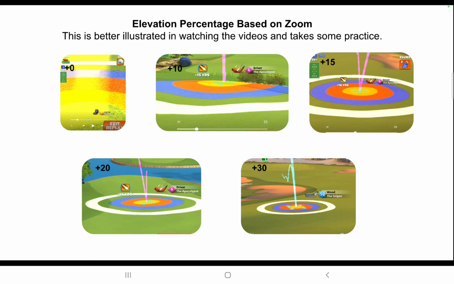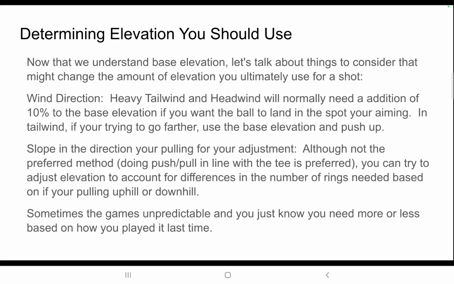But that's not the only step that you have to worry about. The next thing that we're going to talk about is, how do you determine the actual elevation that you're going to use? For some shots, you're going to use the base elevation every time, and for some other shots, you might want to change it. Depending on how you're trying to play the hole, most holes you want to hit where the bullseye's aimed, so there are other factors that you have to consider in order to make that shot. The most common one that you're going to see is tailwind and headwind.